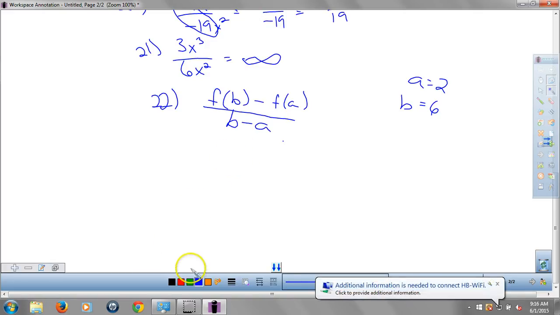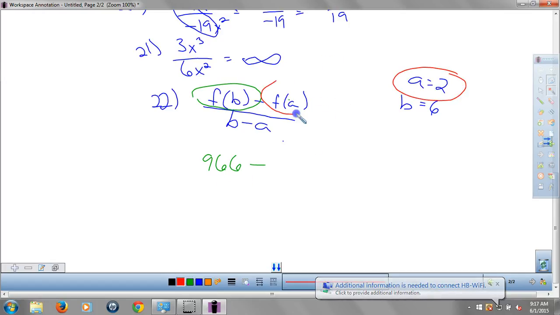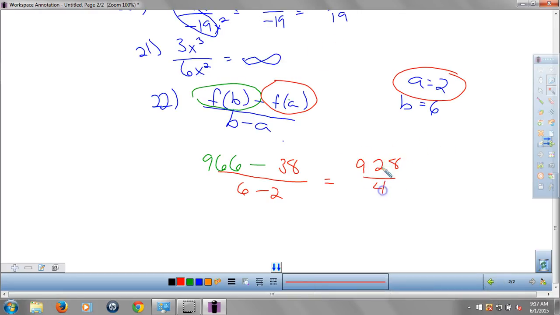So then your f of 6 would be when you plug in 6 to that equation. When you plug in 6 to that equation, you get 966. When you plug in 2 to your equation, you get 38. And then down here you do your 6 minus 2. I'm getting rusty. You get 928 over 4, which is 232. Bam! Okay, almost done.